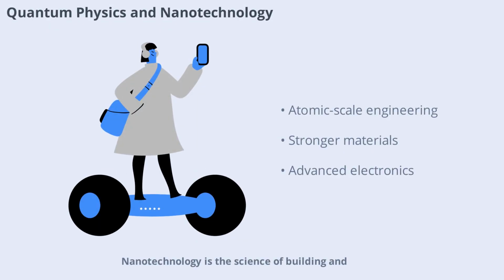Nanotechnology is the science of building and manipulating materials at the atomic and molecular scale. Quantum physics explains how materials behave at these tiny sizes, leading to new inventions like stronger materials, better medicines, and advanced electronics. The possibilities are nearly endless.